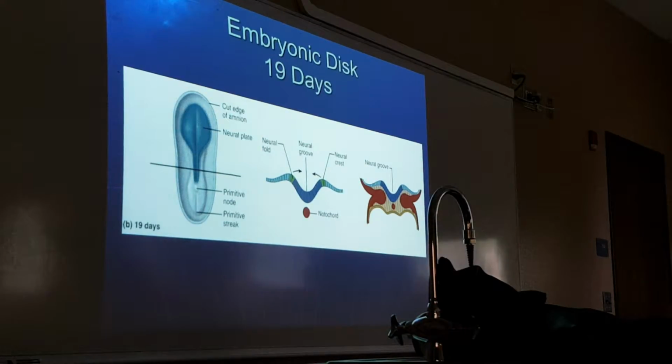Okay, and what's going to happen is the edges of this neural groove that you can see there start to form little shoulders. And pretty soon those shoulders are going to come together at the center, and you're going to wind up with a hollow cord-like structure which will give rise to the spinal cord.